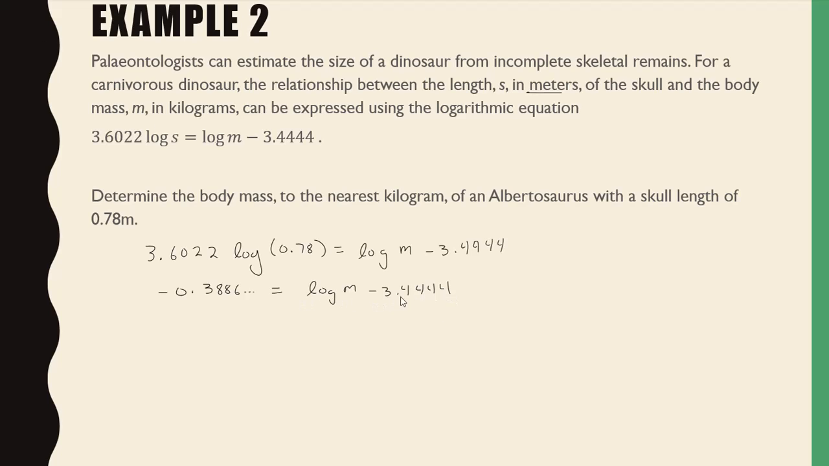Then we're going to add that to both sides, so you get 3.0557 equals log m. And now we can turn this into an exponential equation. We've got a base 10, so 10 to the power of 3.0557 equals m, or in this case it equals 1136.85. Now it's just to the nearest kilogram, so 1,137 kilograms is our mass.